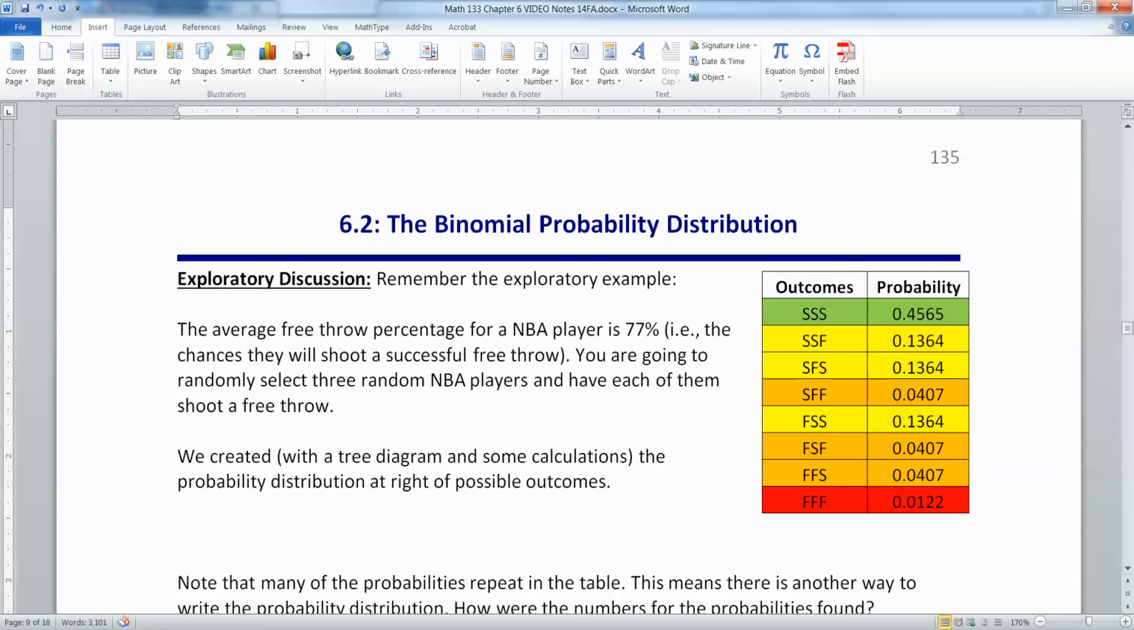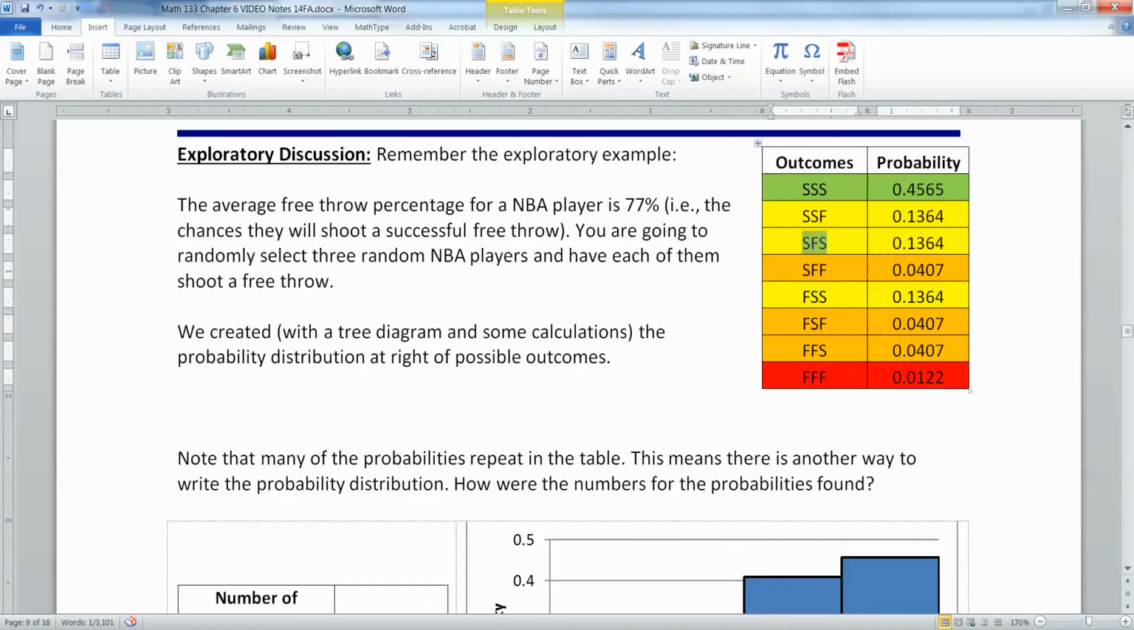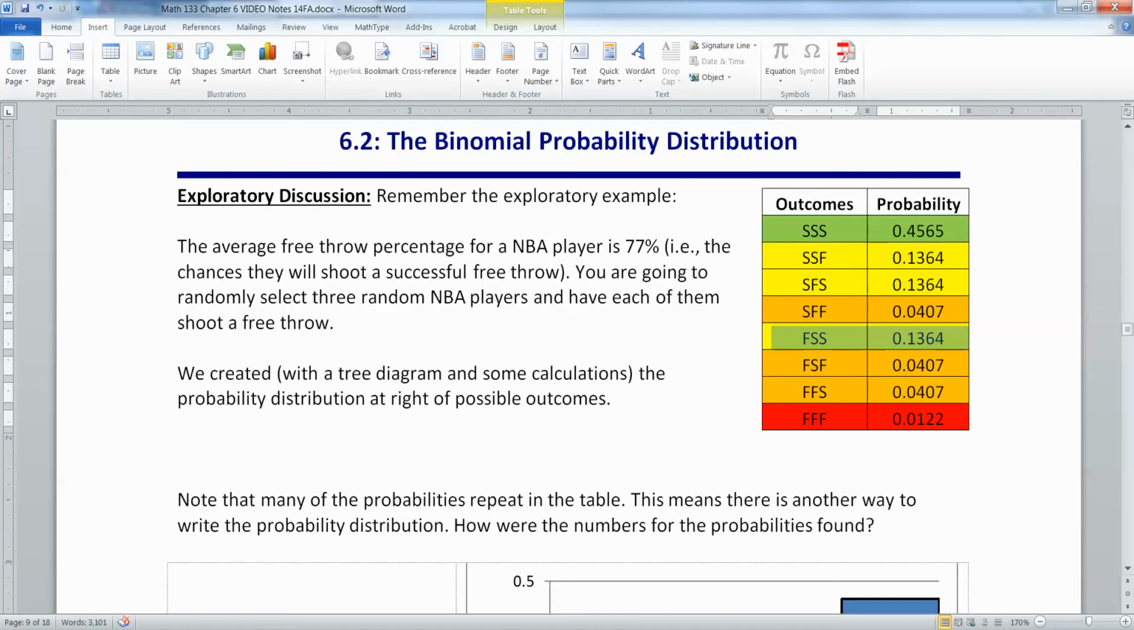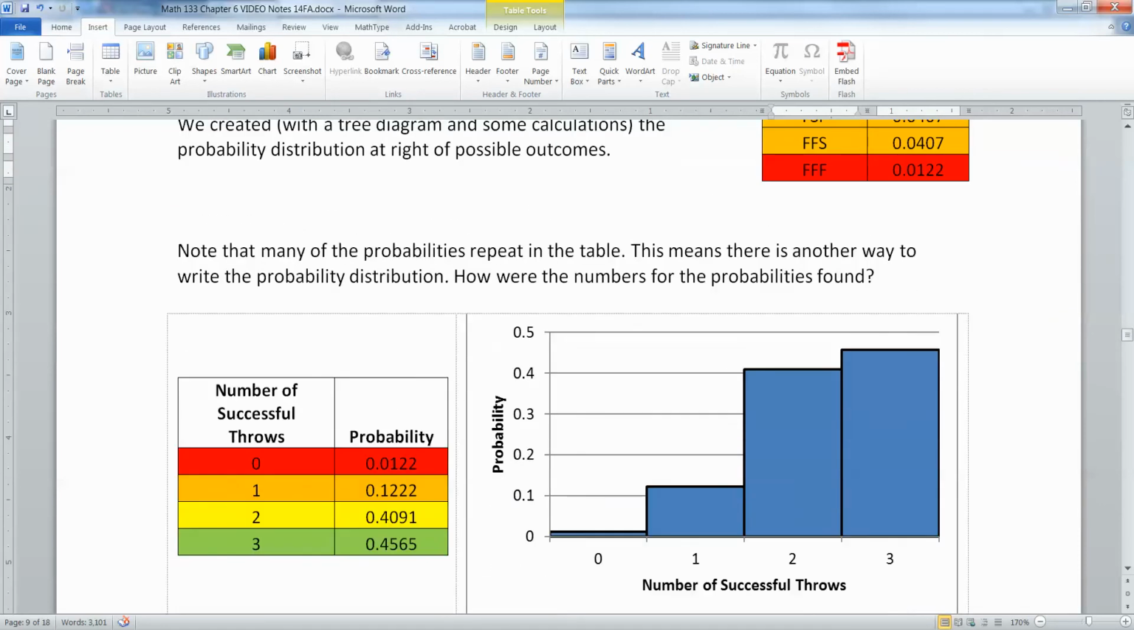So we created a tree diagram and did some calculations and figured out all these probabilities for each of these possible outcomes. So it could be each of them succeeds, success, success, success, SSS. Or it could be the last one fails, so SSF. Or the middle one fails, so SFS, and so on. Now, first of all, I want us to look at this table just a little bit. If you'll notice, I've color-coded it for you because some of these probabilities are repeating. So for example, all the ones that had 2 successes right here, the yellow ones, we could compile them together and make one probability out of it. And that's what I did down here.